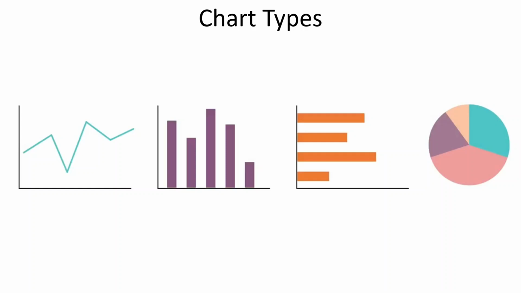Report Builder also offers additional specialty charts, things like radar charts, area charts, bubble charts. So you'll be able to find a chart that works for what you want to do.